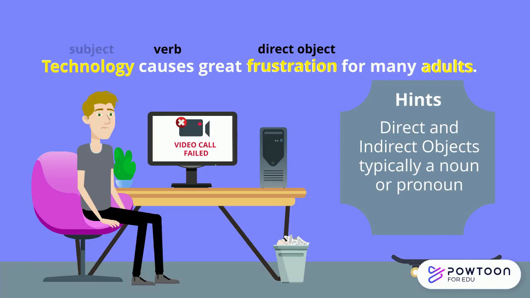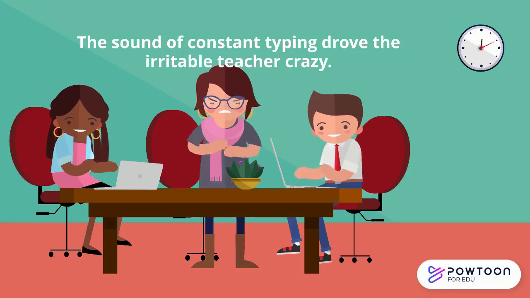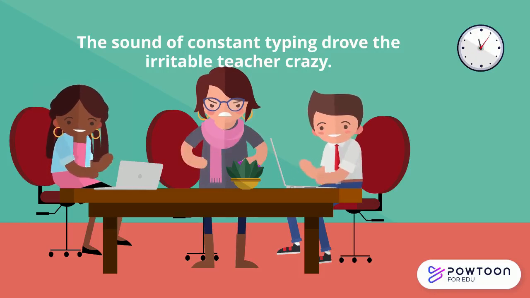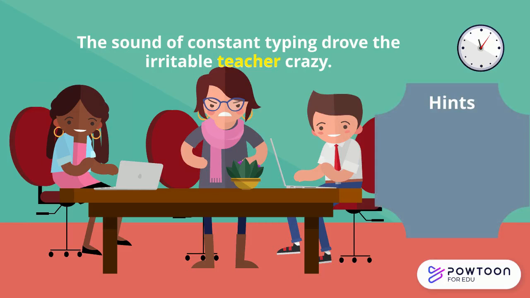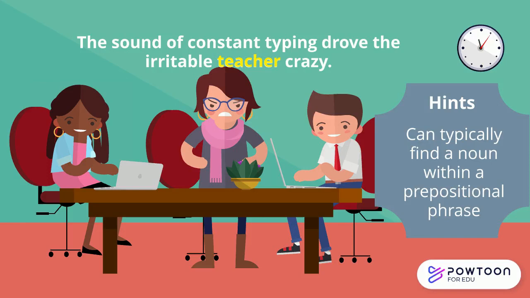Let's take a look at another example. The sound of constant typing drove the irritable teacher crazy. Teacher's probably the only noun here that really stands out. Now let's figure out the rest. In addition to acting as a subject or a complement like the direct object in the last sentence, another common place to find a noun is in a prepositional phrase. In this sentence, of is a preposition, so there should be a noun that goes with it. The sound of what? Typing. Good, since that completes the preposition, that would be the object of the preposition, which is typically going to be a noun.